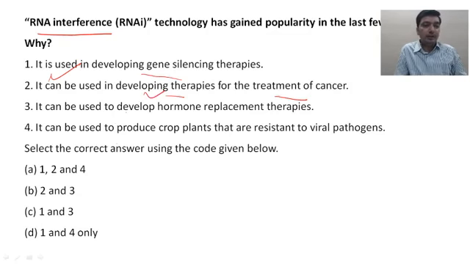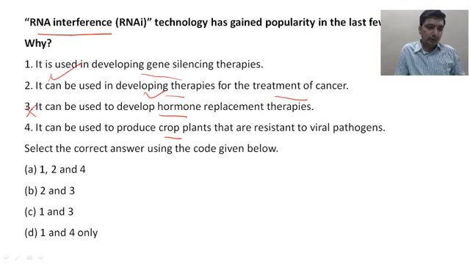The third statement: it can be used to develop hormone replacement therapy. This is something that I would suspect, because hormone replacement therapy is what we do: we actually give hormonal injections or supplements. We don't have to control it at the DNA level, because they can go either way. So it is definitely not a technology that is suitable for dealing with hormones. The fourth statement: it can be used to produce crop plants that are resistant to viral pathogens. Yes. If you want to stop viral pathogens from growing, you can interfere, because some viruses actually have RNA as the genetic material. So RNA targeting would definitely work.